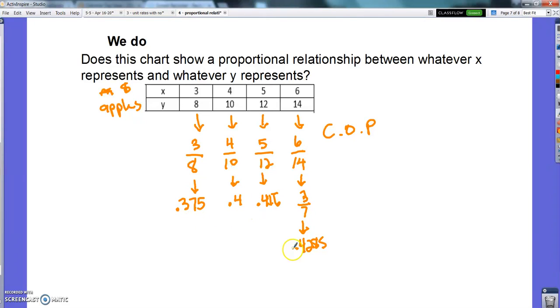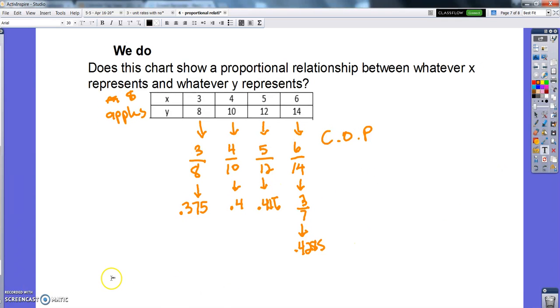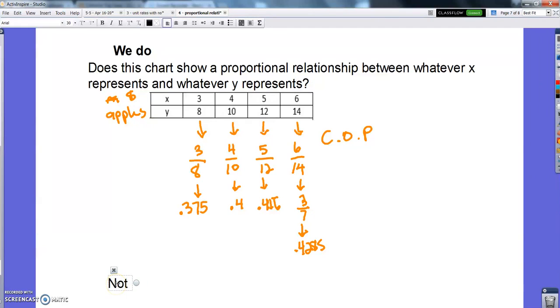So these are not equivalent. All of these different ratios are not the same ratio. Whatever is going on here, I'm buying something, walking laps, or doing something, I'm not getting the same ratio all the way through the question. And so I would say this is not a proportional relationship. Whatever's going on with these two different variables, they're not related in proportion.